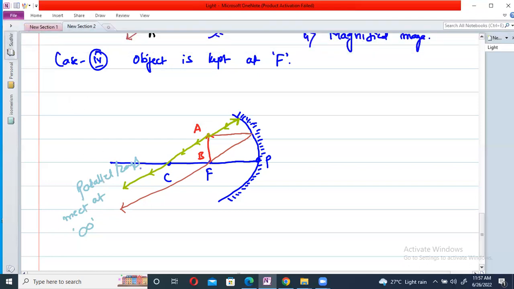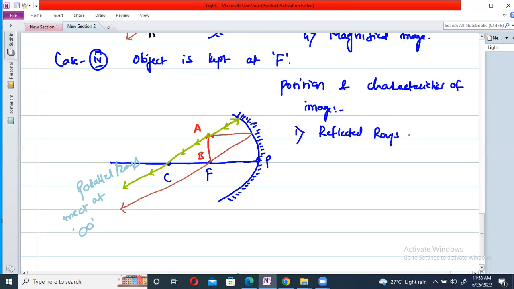But actually, these things never happen, but they consider it as one of the concepts, that parallel rays will meet only at the infinite distance, or at infinity. So what is the position and characteristics of the image? Position and characteristics of image are, first point, these reflected rays will meet at infinity, which means the image will be formed at infinity.